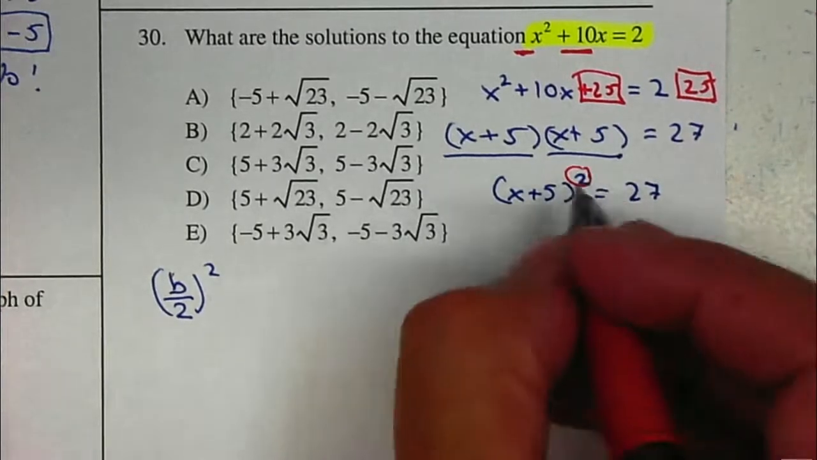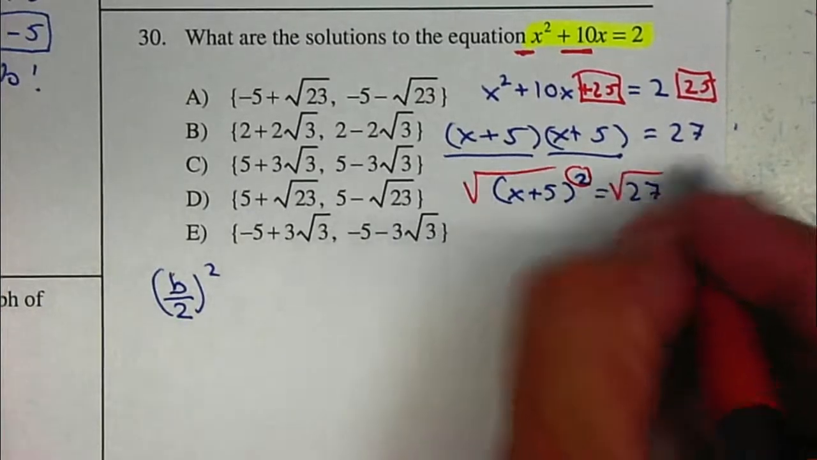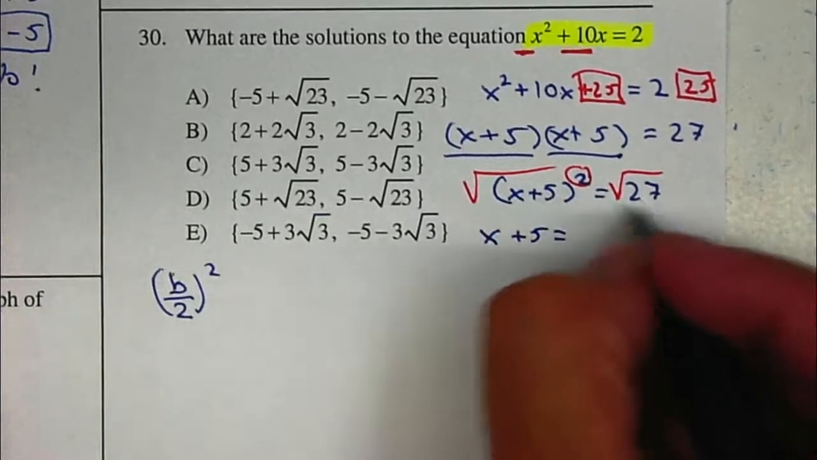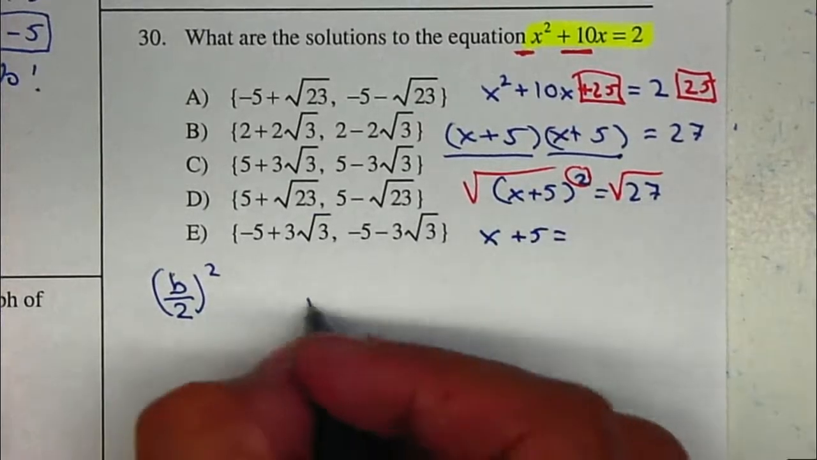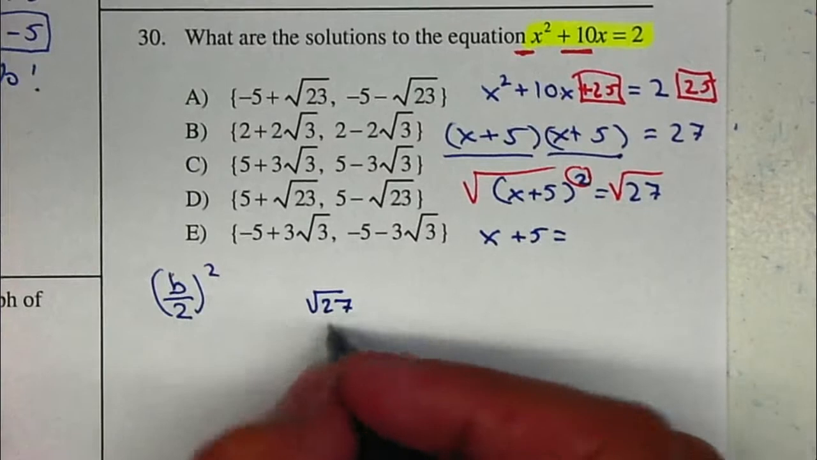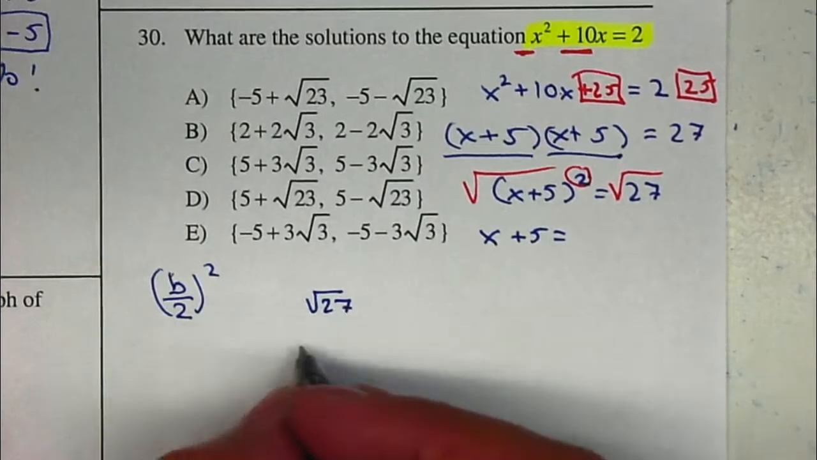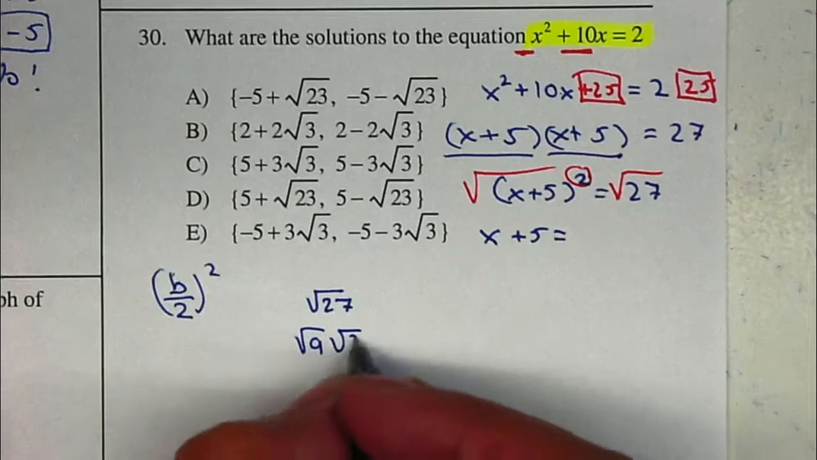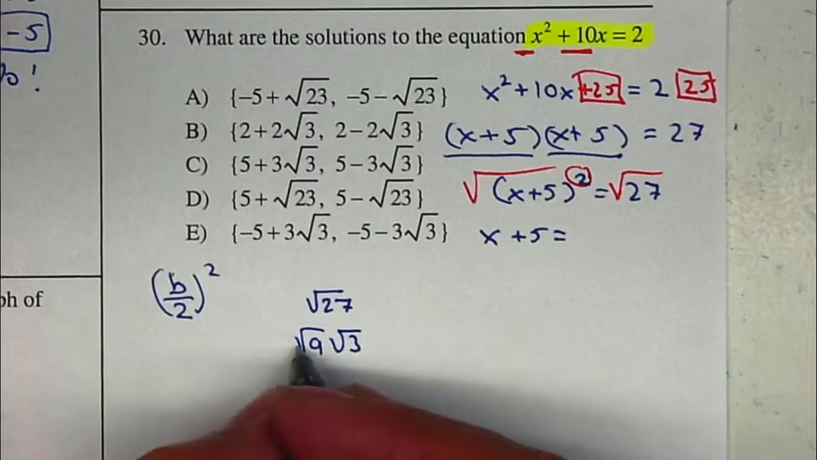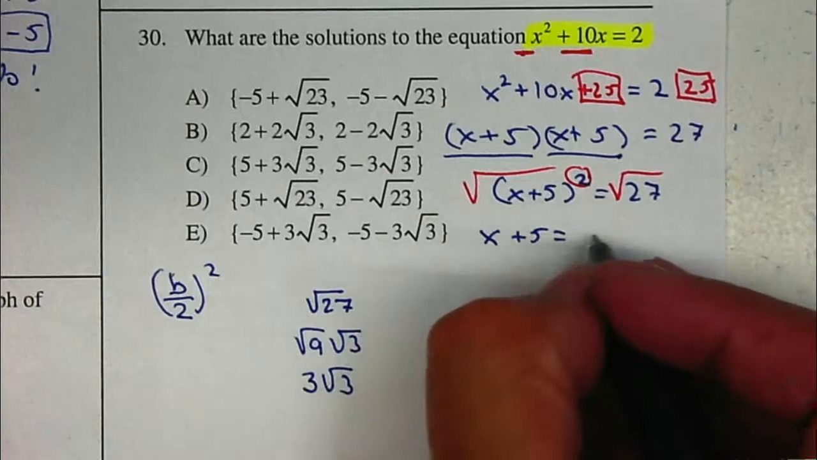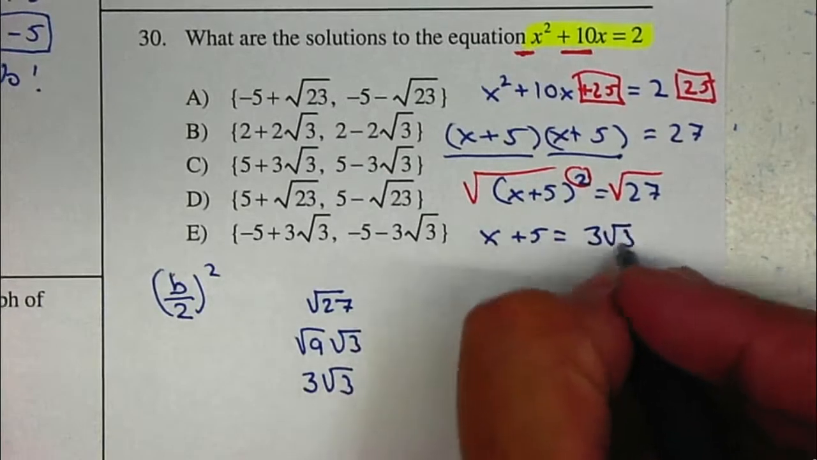To get rid of the square, we are going to use the square root on both sides. We have x plus 5 is equal to the square root of 27. The square root of 27, you can do the factor tree if you want, or we can just find a perfect square that divides 27, which is the square root of 9, multiplied by the square root of 3. The square root of 9 gives me 3, and the square root of 3 cannot be reduced or simplified. So it gives me 3 square root of 3.